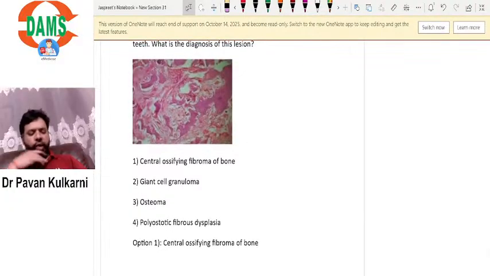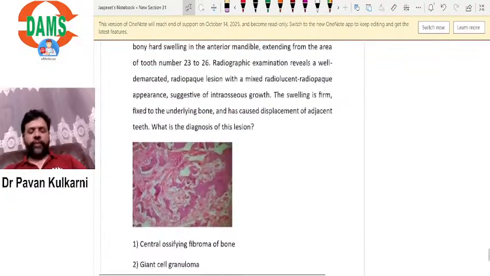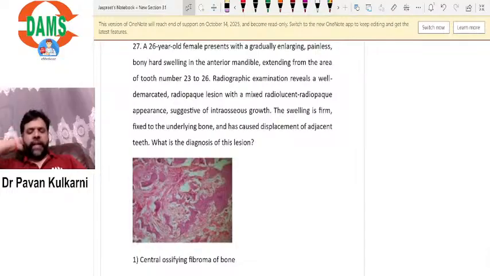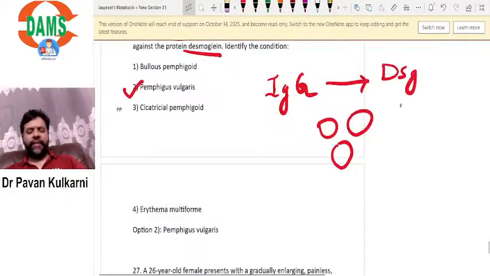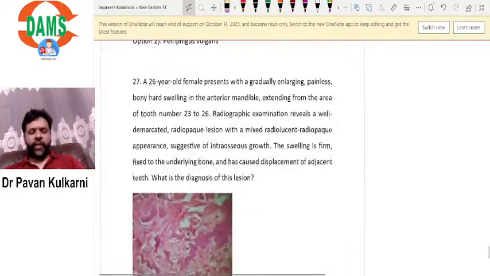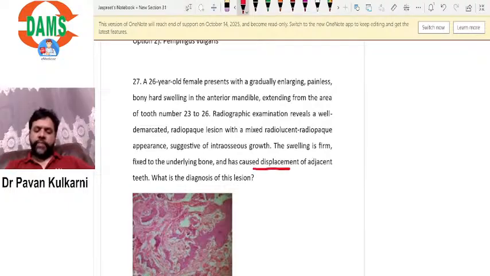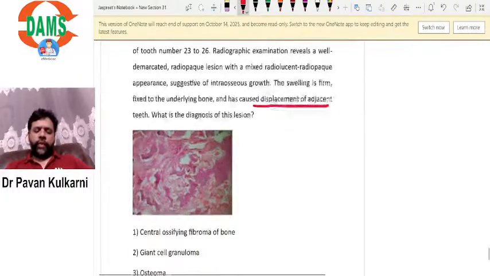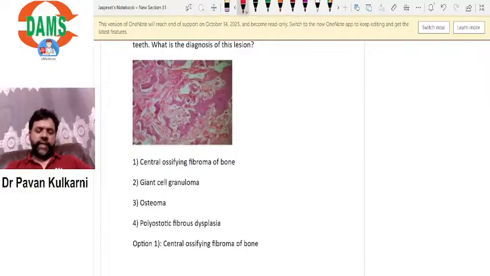If you see, first of all, mixed radiolucent radiopacity is there in the clue, and they have given a swelling and displacement of the adjacent teeth. Okay, so typically, this is a case of central ossifying fibroma. Central ossifying fibroma is a neoplasm.